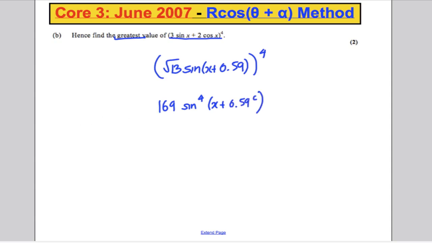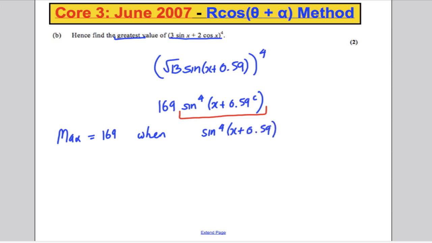Now, the maximum of this occurs when sine is equal to 1. Sine can only be 1 at its biggest, so sine to the 4 can only be 1 at its biggest. So therefore the maximum value equals 169, and it occurs when sin to the power of 4 of x plus 0.59 is equal to 1.